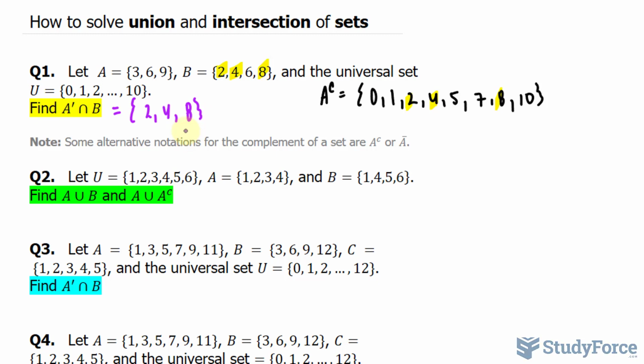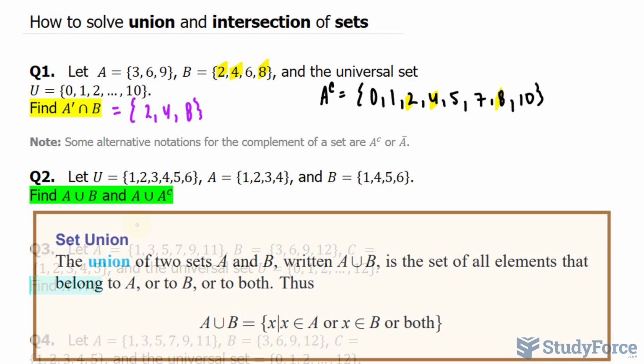This time our universal set goes from 1 to 6, A is from 1 to 4, and B is 1, 4, 5, and 6. We have to find 2 things: the union of A and B, and the union of A and the complement of A. Now in case you don't know, the union of 2 sets, let's say A and B, is the set of all elements that belong to A or to B or to both. And that's summarized on your screen right now.